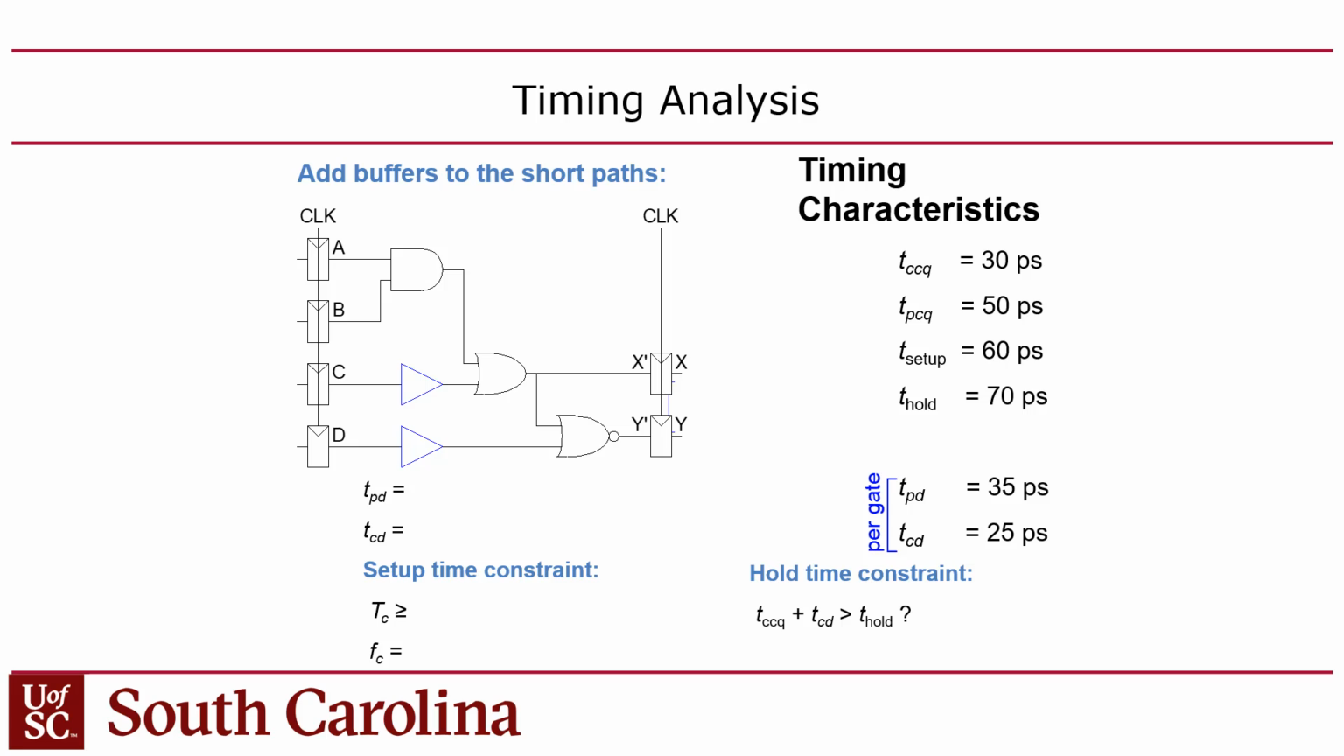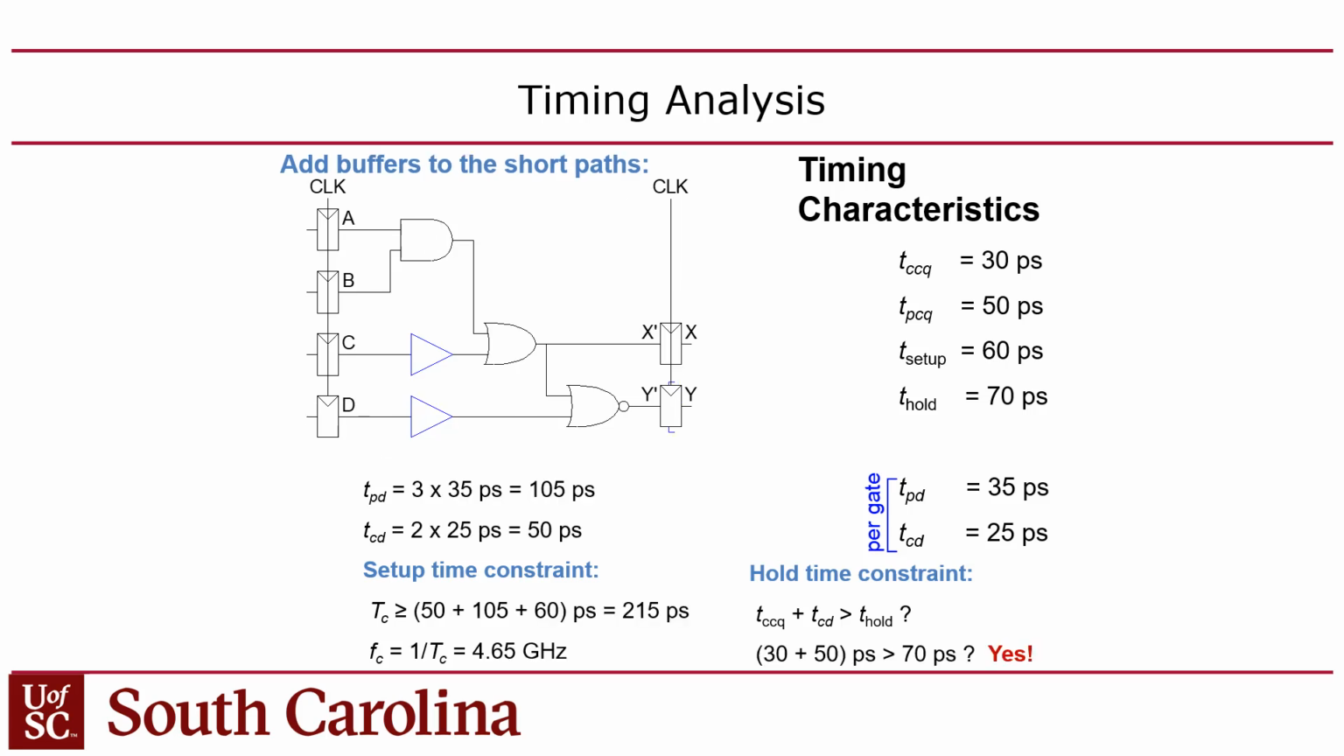Now you might ask, why did they add one here? Because you have a possible short path here from C to X and from D to Y, right? So they want to make sure that you go through at least two gates, and the reason is because you have that fan out here, right? Okay. So now we should have an 80 picosecond?